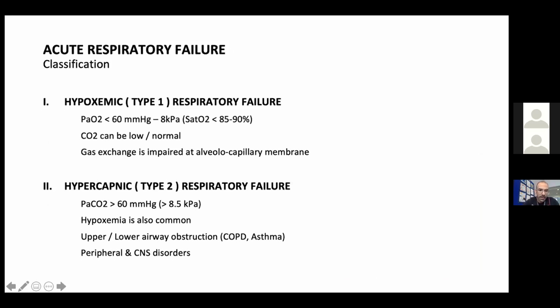On the other side, you have the hypercapnic or type 2 respiratory failure, when you have a PCO2 of more than 60 millimeters of mercury, more than 8-9 kilopascals. In this particular type of patients, apart from a problem with ventilation, you sometimes have a problem with the oxygenation, because remember that CO2 is 20 times more diffusible than oxygen. So if the elimination of the CO2 is impaired, most probably there will be an impairment of the gas exchange of the oxygen as well. So let me go through each one of them first.